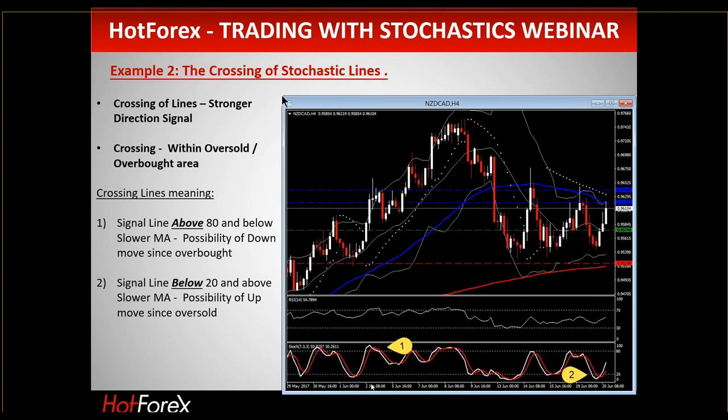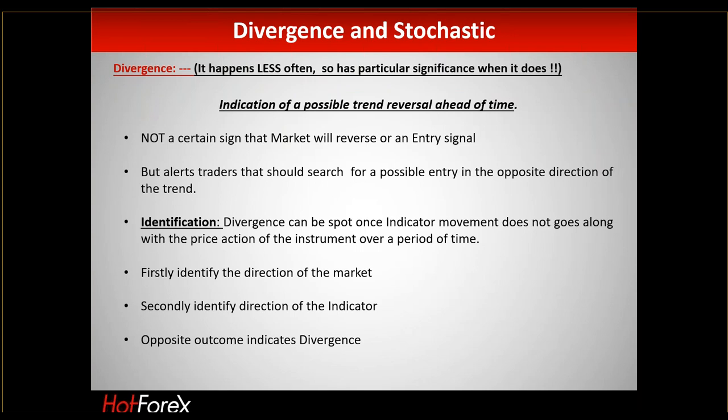Okay, right. One of the really strong and powerful things about stochastics and all oscillators is divergence. It's not difficult to identify, but it's more difficult to identify than convergence because they're going in the opposite direction. But as this line says at the top there, it happens less often. So when it does, it has particular significance. But again, like with all indicators and with all trading, you need patience to wait for the break of the moment. So it's not guaranteed that something's going to happen, because often things can be out of kilter.